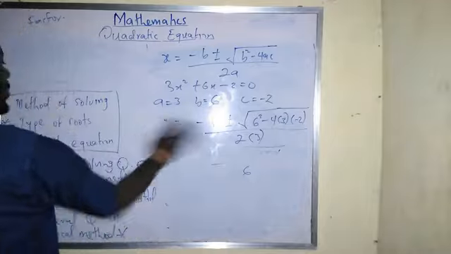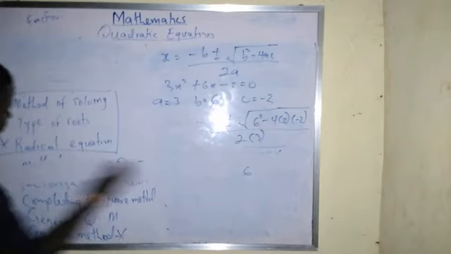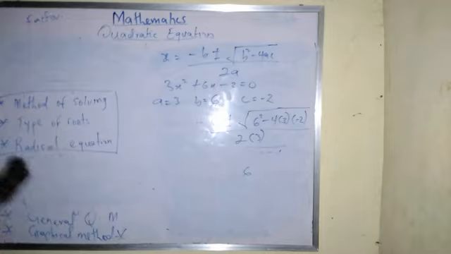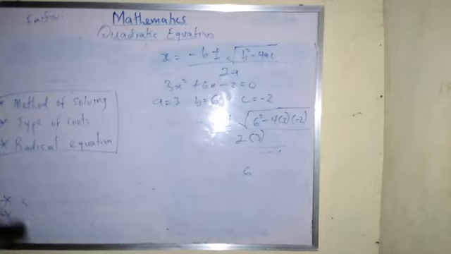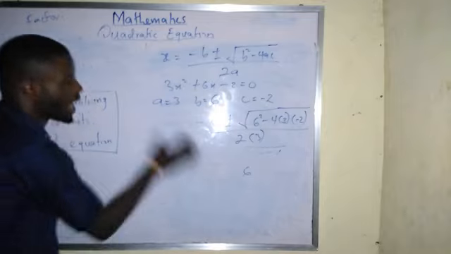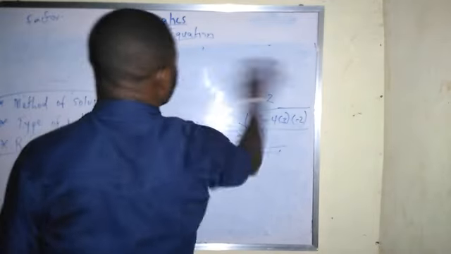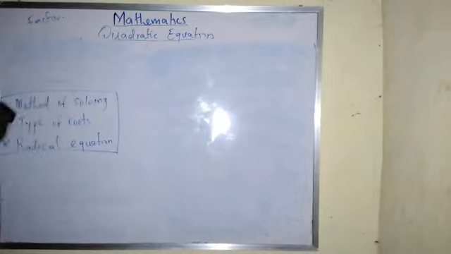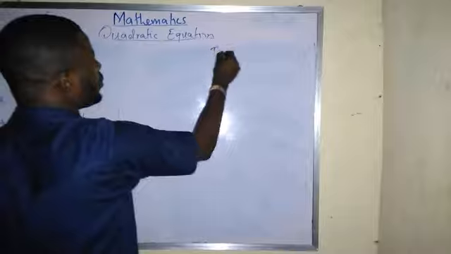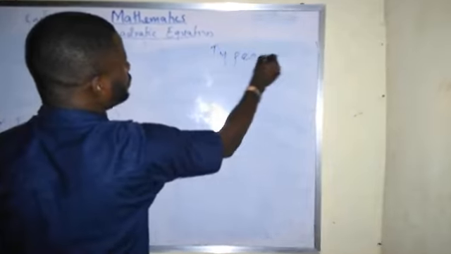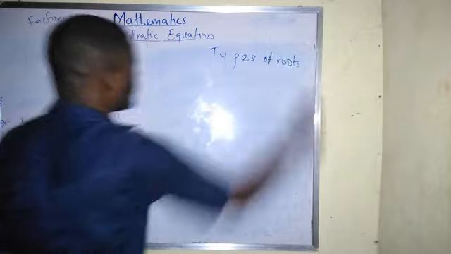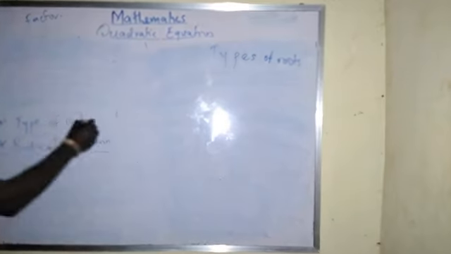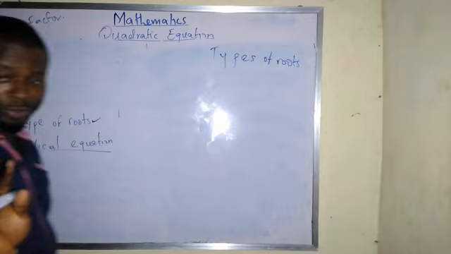Now, the next one I'll be working on, the graph, is very simple, but when we talk about a graph, it must involve two things, x and y. Your x is real, your y is imaginary. It means they will state the value of x for you. And now, types of root. There are three types of root.